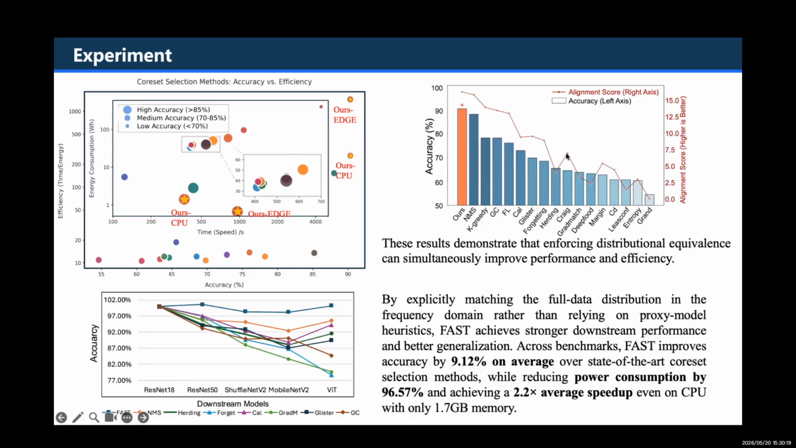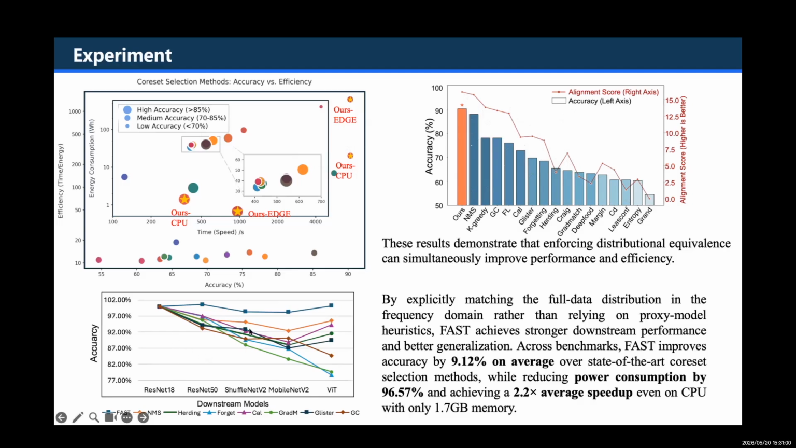And here is the comparison of different methods. The bar here is the accuracy, and the line here is the alignment score, which is used to indicate the degree of distributional equivalence. We see they have a strong correlation here. The methods with a higher alignment score tend to have a higher accuracy, although there are some small fluctuations, but we could see the overall trend.